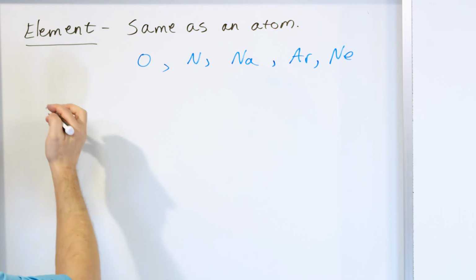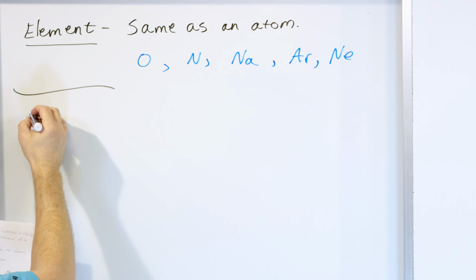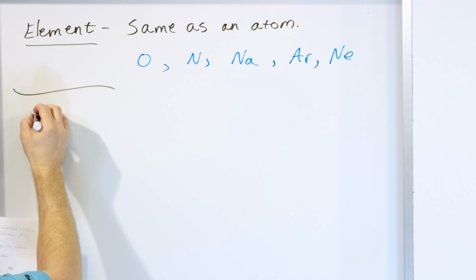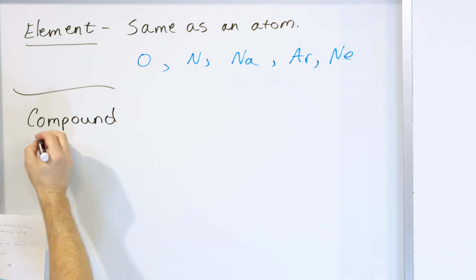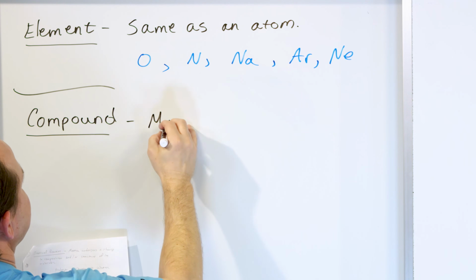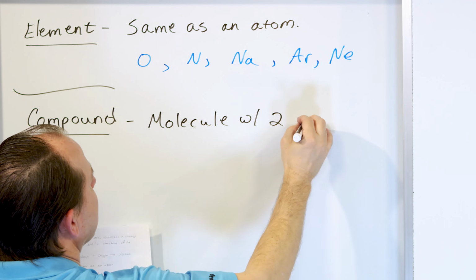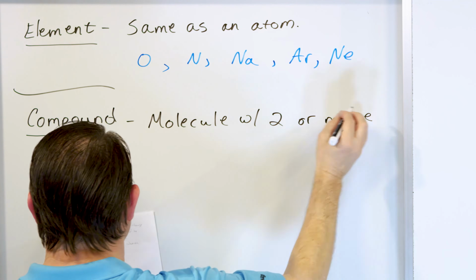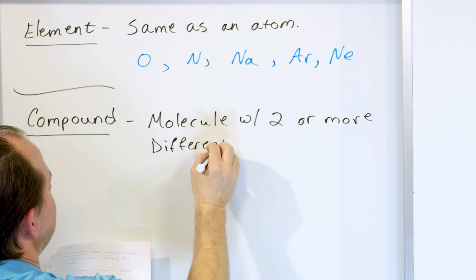Okay, moving right along, we have discussed this before, but we're going to dot our I's and cross our T's right here. We have the idea of a compound, right? A compound is basically a molecule with 2 or more different elements.